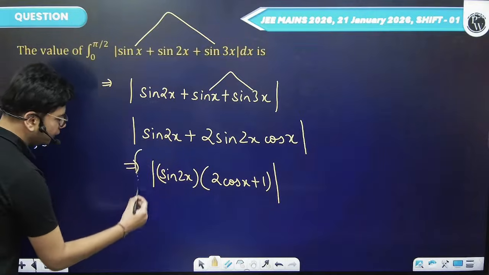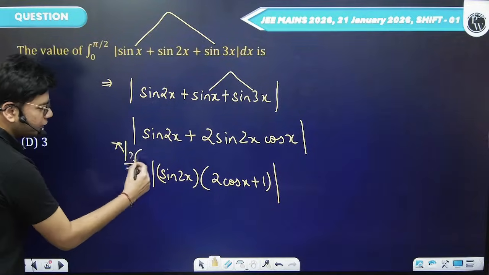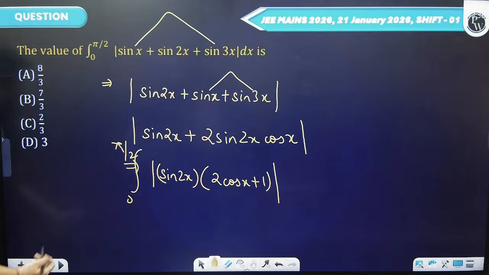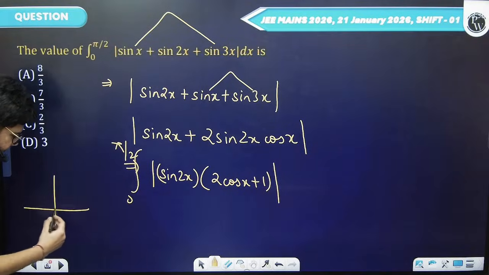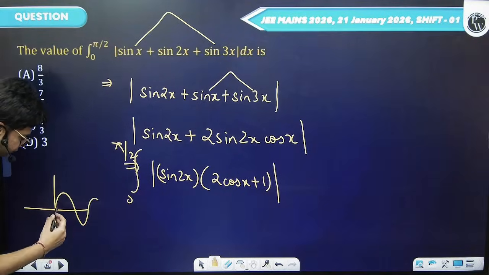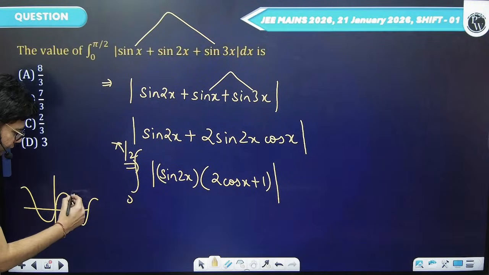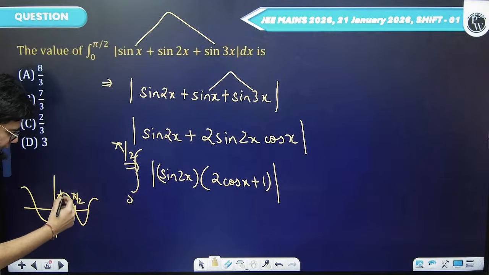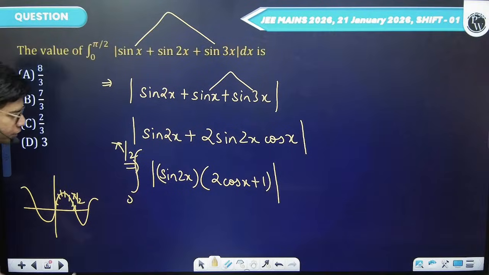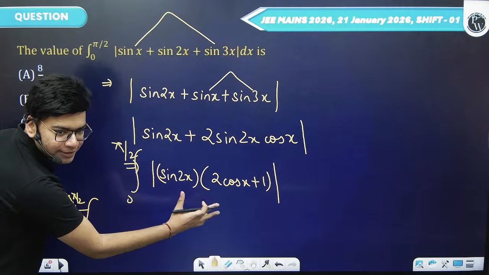Now we want to integrate this from 0 to pi by 2. Since we know the graph of sin 2x is like this, here between 0 to pi by 2, sin 2x is throughout positive. So I can open this mod as it is.